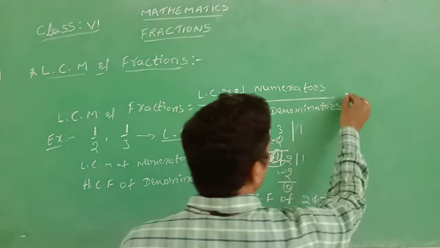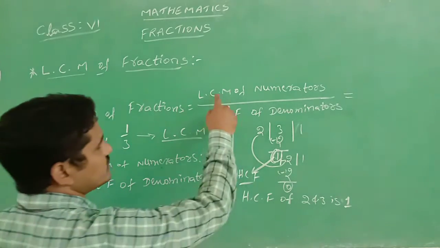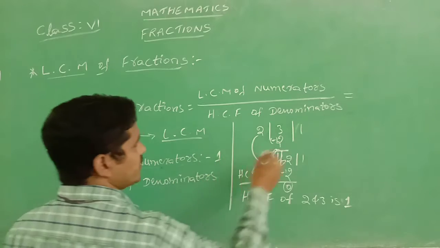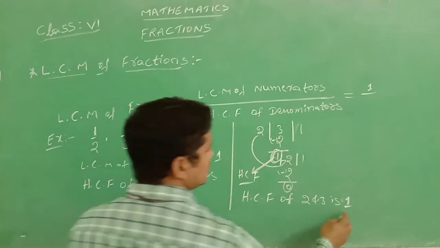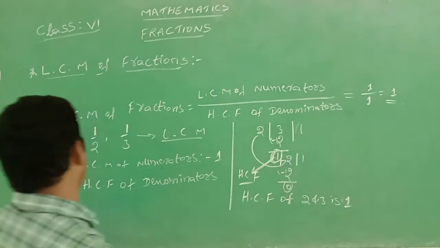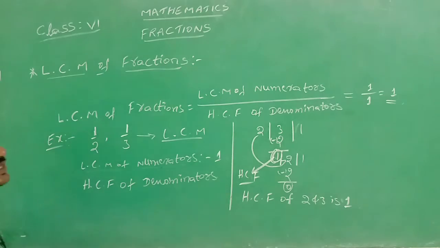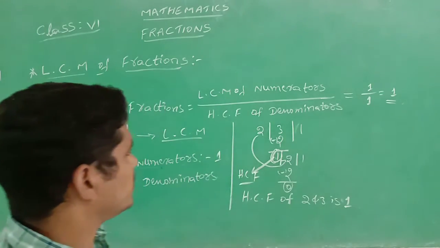Now to find the LCM of 1 by 2 and 1 by 3: the LCM of numerators is 1, and the HCF of denominators is again 1. So 1 by 1 is nothing but 1. So the LCM of 1 by 2 and 1 by 3 is 1.